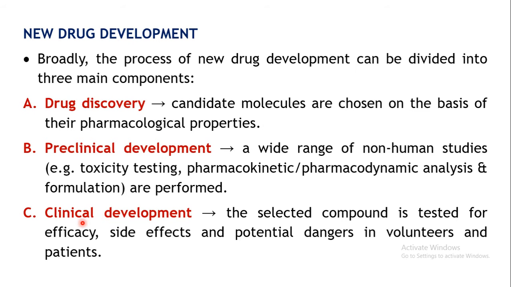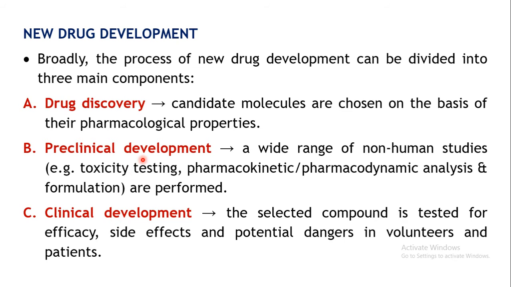The next step is the clinical development. Here the selected compounds are tested for their efficacy, their side effects, or potentially dangerous, hazardous effects in volunteers or patients. Maybe healthy volunteers or patients. So here you are actually administering the drugs to a selected population of human beings. When you assure the safety of the drug in preclinical development, you go for the clinical development. Here also it is administered in a restricted number of individuals.